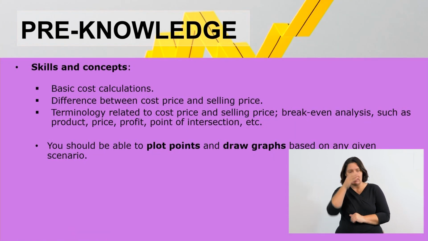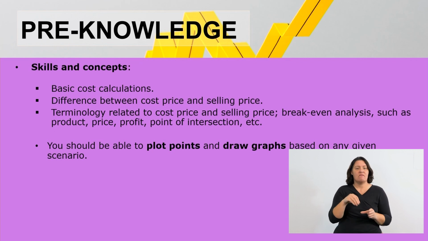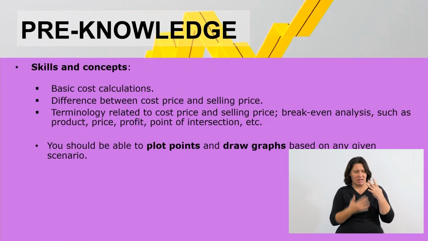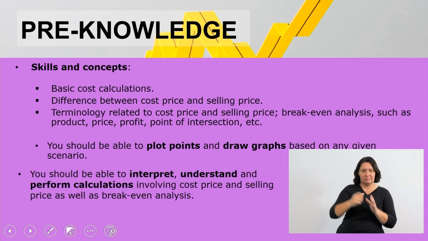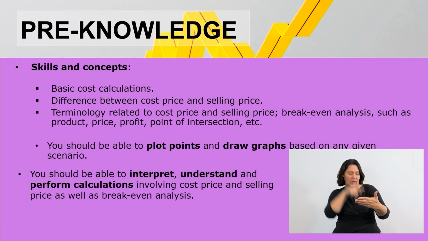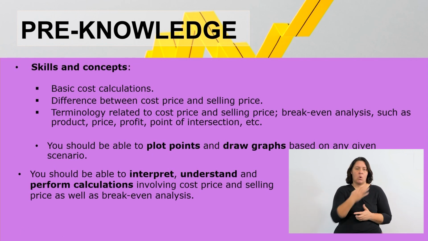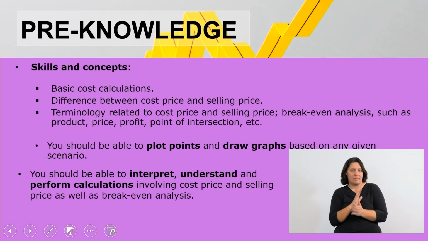Okay, so let's quickly check what you should know at this moment in time by looking at the pre-knowledge. So that should be the skills and concepts that were taught in previous grade. That involves your basic cost calculation, the difference between cost price and selling price, then also other related terminology such as cost price, selling price, break-even analysis, product, price, profit, point of intersection, to mention but a few. You should also be able to plot points and draw graphs based on a given scenario. You should then be able to interpret, understand, and perform calculations involving cost price and selling price, as well as break-even analysis.